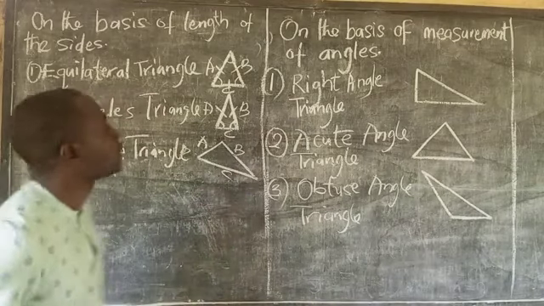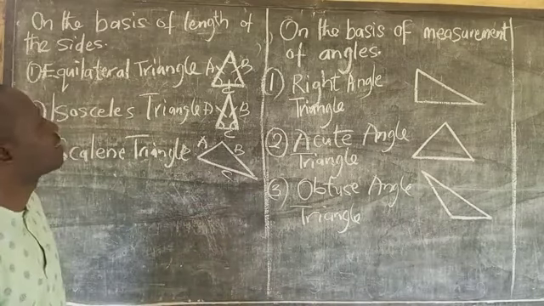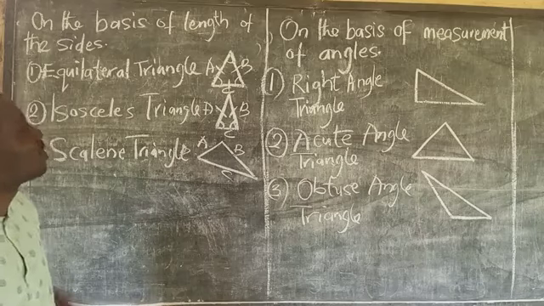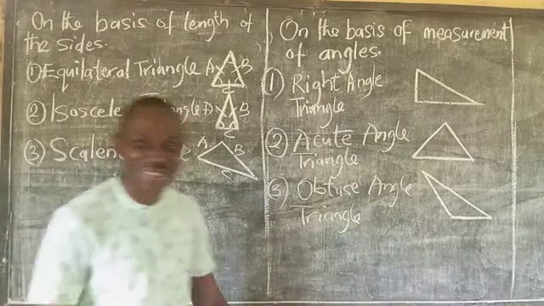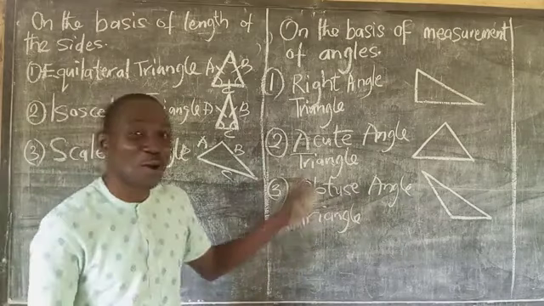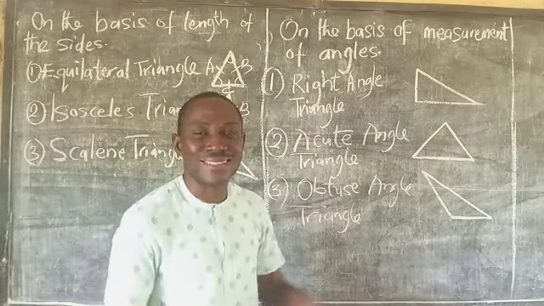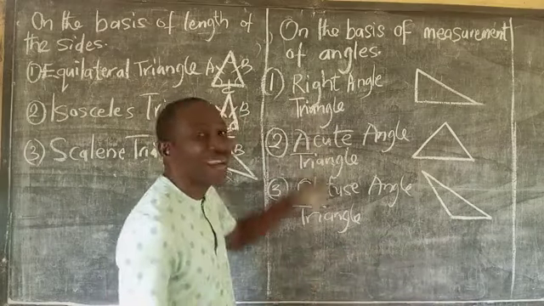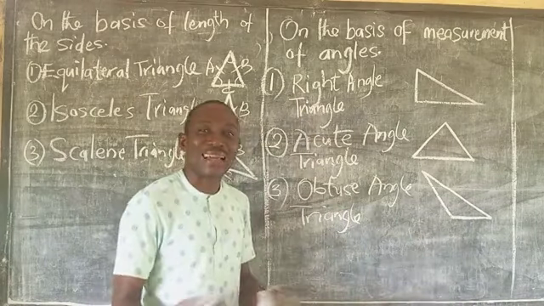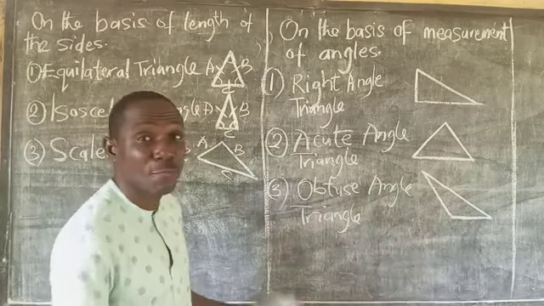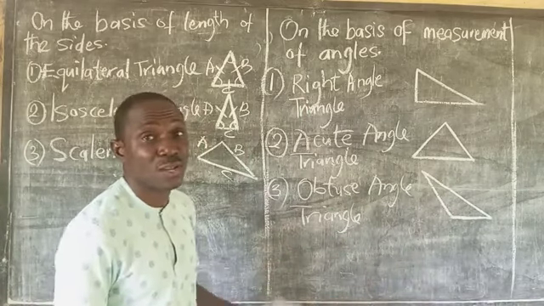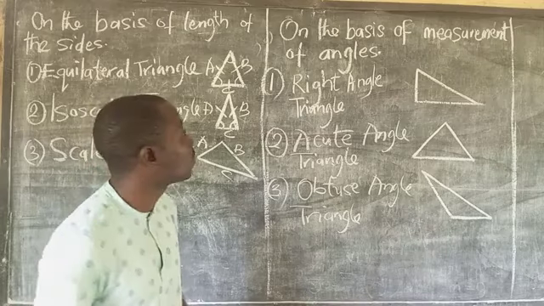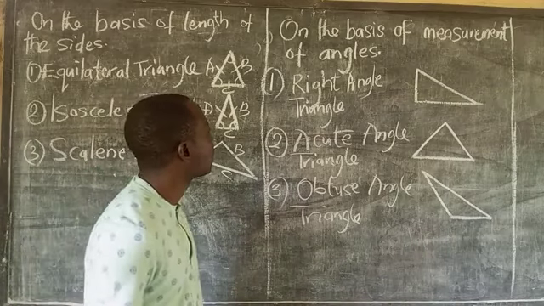Okay, let's go back to what we're doing. The second category is based on the measurement of their angles. We must know the characteristics of these angles. Triangles have three angles, and what are the characteristics? If we know that, it will help us in solving our troubles when we have any challenge that comes with triangles and in mathematics.